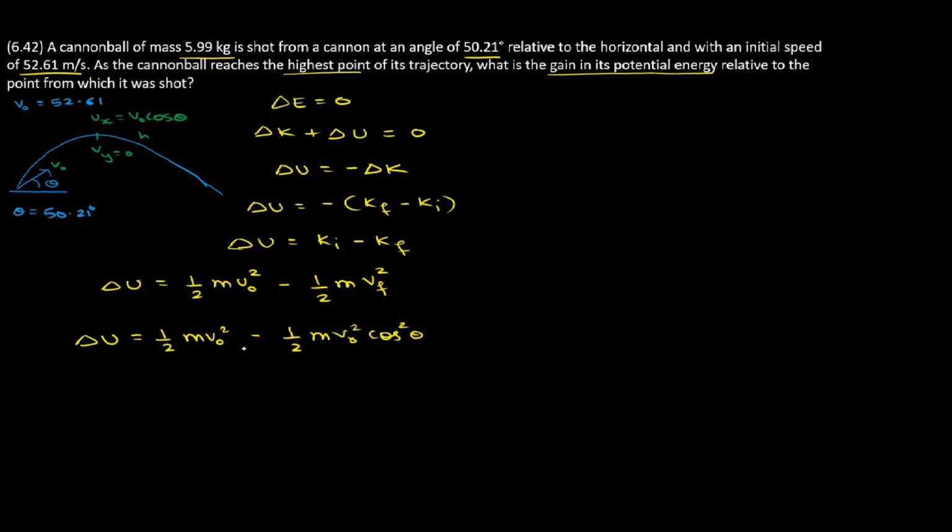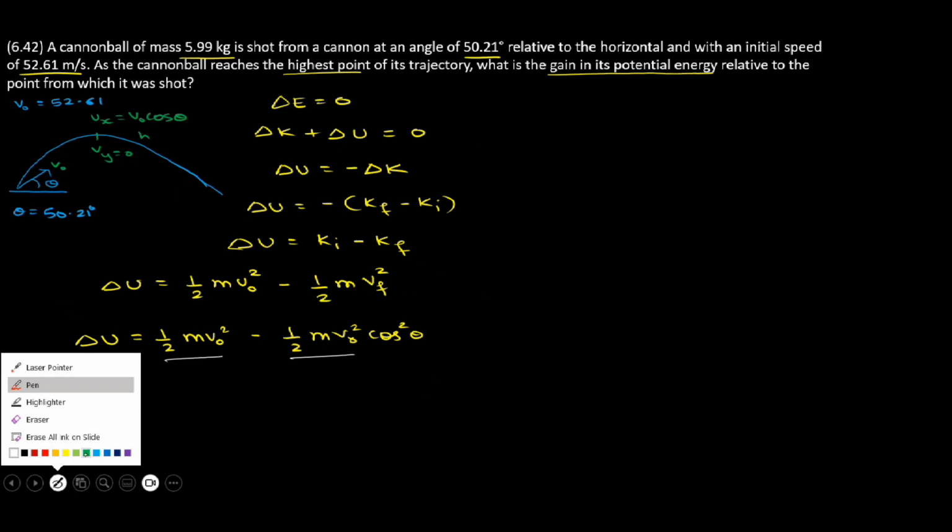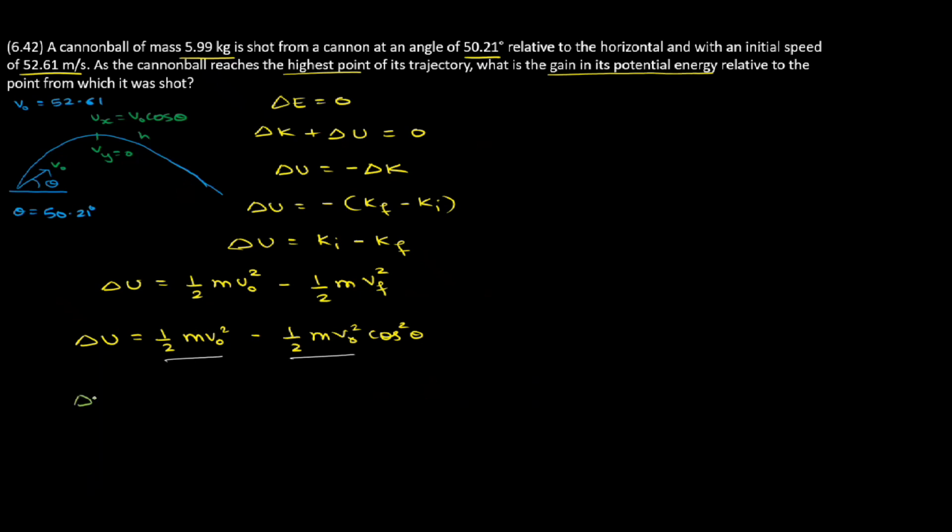In these two terms over here, half m v naught squared is common. The first term has half m v naught squared, and the second term also has half m v naught squared. So I can take that as common. So delta U will be half m v naught squared times 1 minus, since here you have only half m v naught squared, I will write 1 here, minus, this term has cosine squared theta. So this is my final expression to calculate the gain in potential energy.